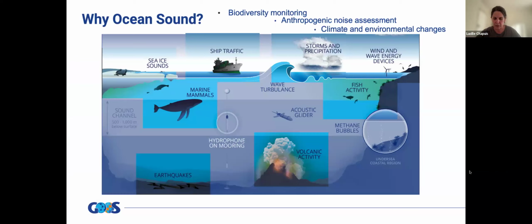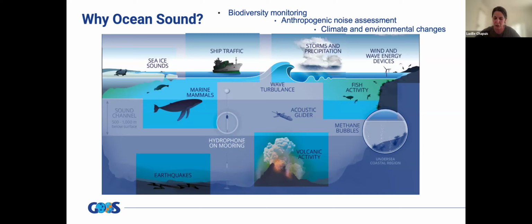So ocean sound sits at the intersection of several questions and tells us about three major dimensions of ocean change. The first one is biodiversity. Many marine animals, from whales to fish to invertebrates, use sound to communicate. So soundscapes can be used to monitor species presence and ecological processes.